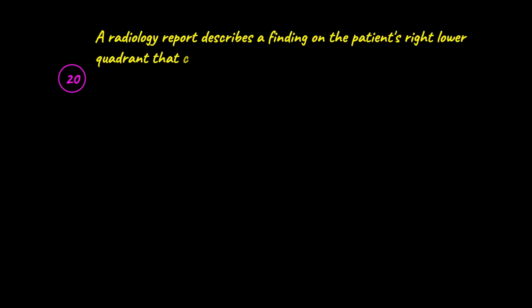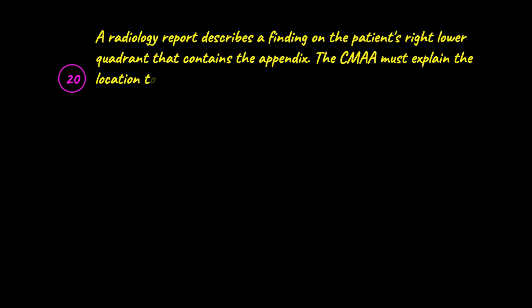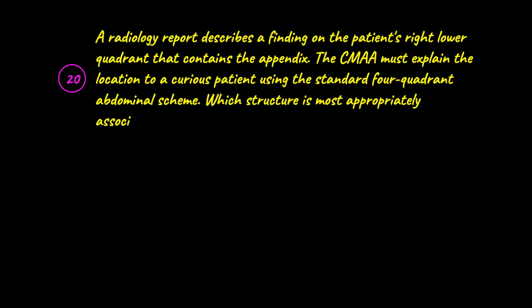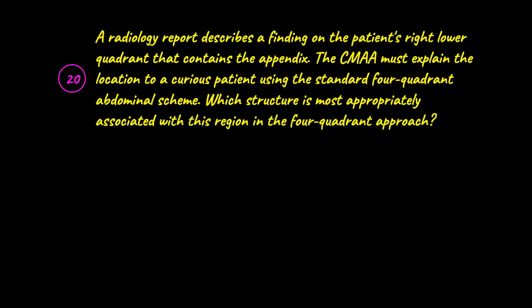Question 20. A radiology report describes a finding on the patient's right lower quadrant that contains the appendix. The CMAA must explain the location to a curious patient using the standard 4-quadrant abdominal scheme. Which structure is most appropriately associated with this region in the 4-quadrant approach?